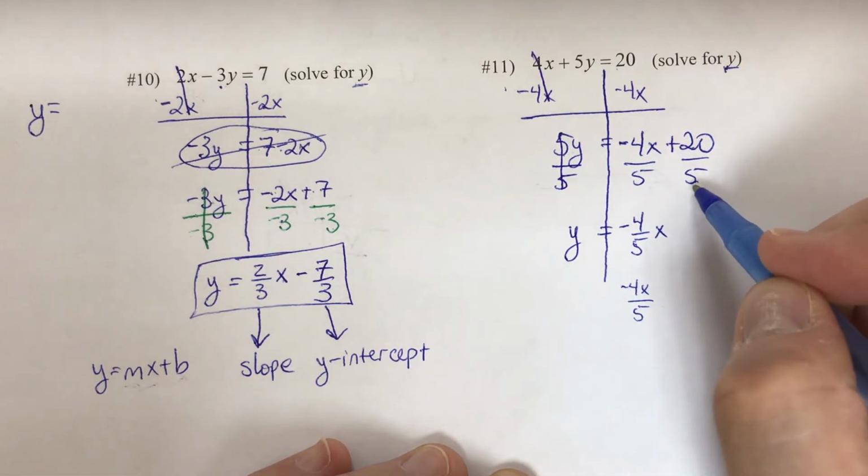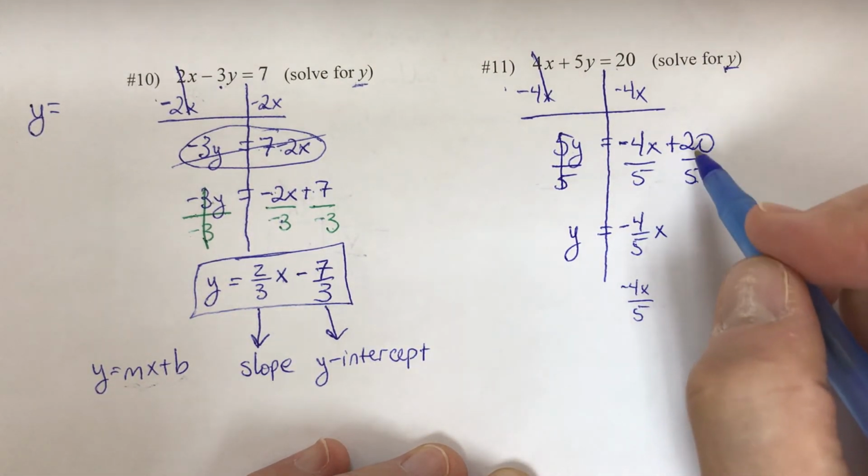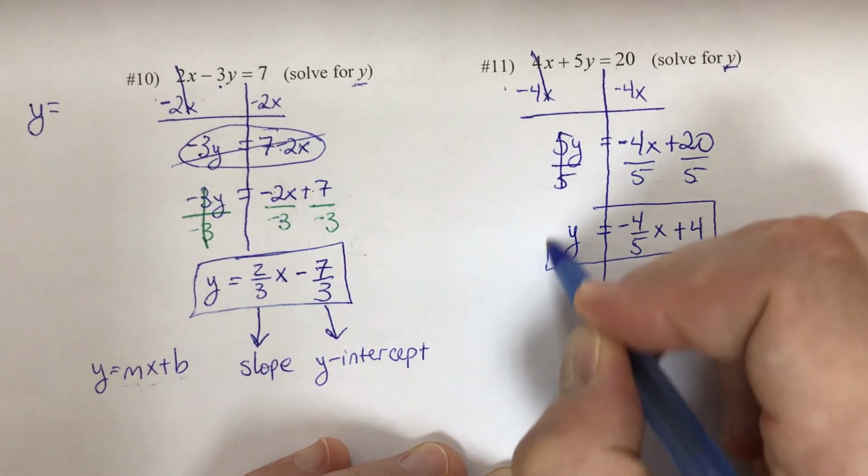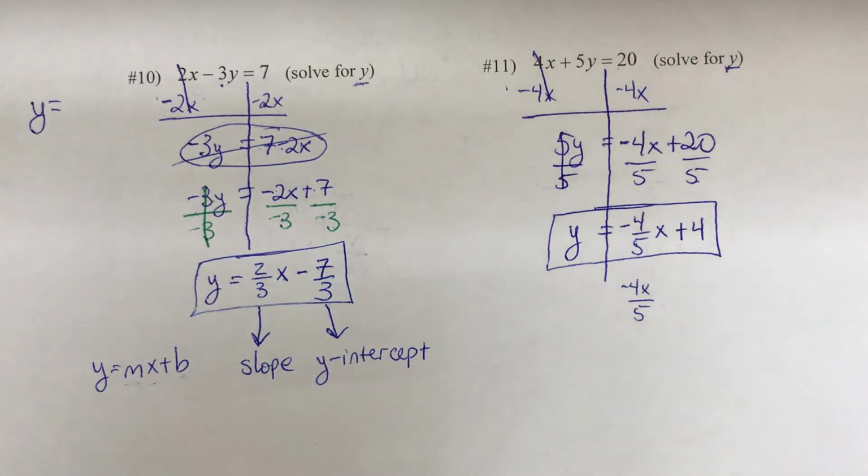Now 20 divided by 5 actually works out nicely. That reduces to 4. So that is just a plus 4. And that is the end of that problem, and that is also the end of the notes.